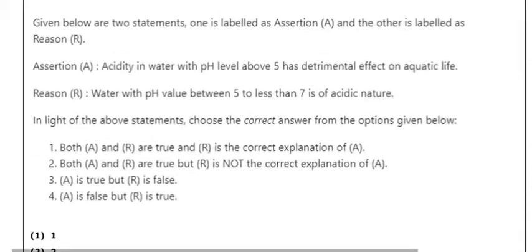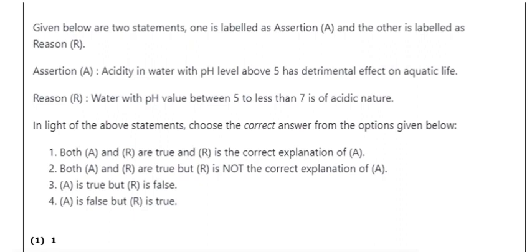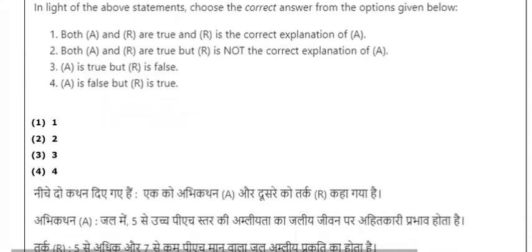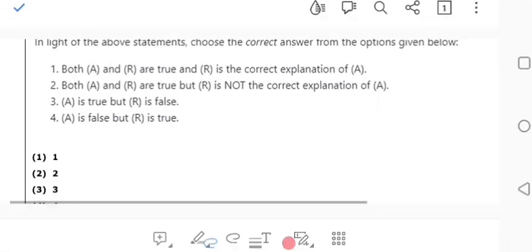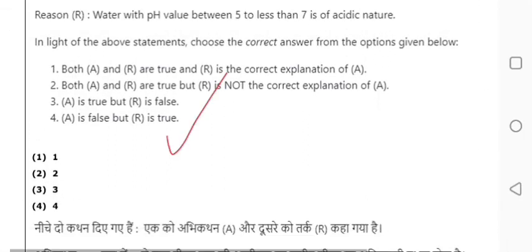Next. Given below are two statements, one is labeled as assertion A and the other is labeled as reason R. Assertion A says acidity in water and pH level above 5 has detrimental effect in aquatic life. Reason says water with pH value between 5 to less than 7 is of acidic nature. Now read it. 39, it will be option D. A is false but R is true. Assertion is false but reason is true.